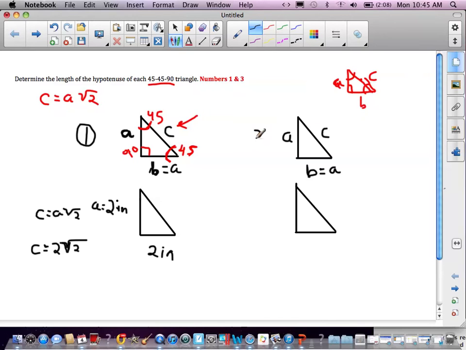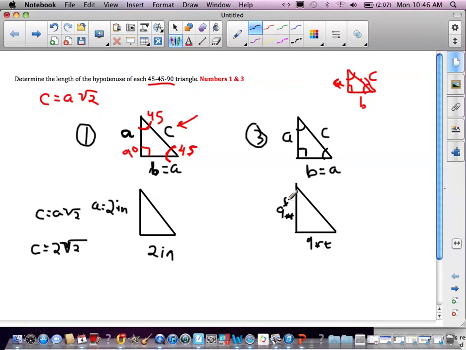Okay, let's do another example, number 3. Again, when we look at number 3, we have a 45, 45, 90, right? 45, 45, 90. So that means that my legs must be the same length. If they're opposite the same angle, they must be the same length. Well, in the problem, it tells me that the length of a leg is 9 feet. And since they're both the same length, then this is going to be 9 feet.